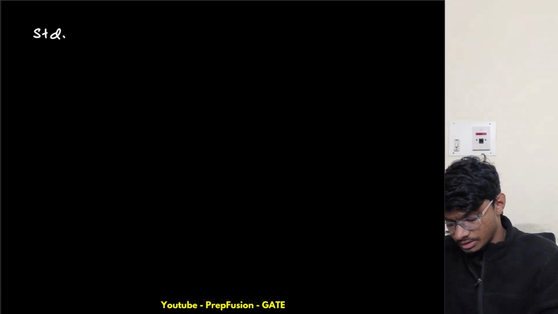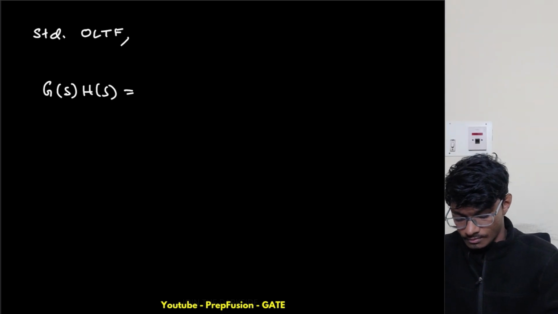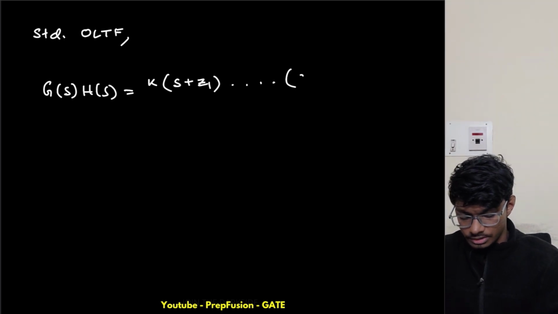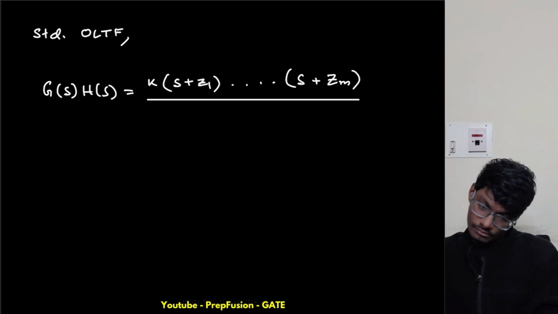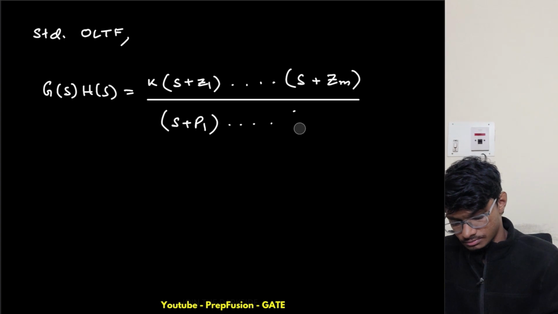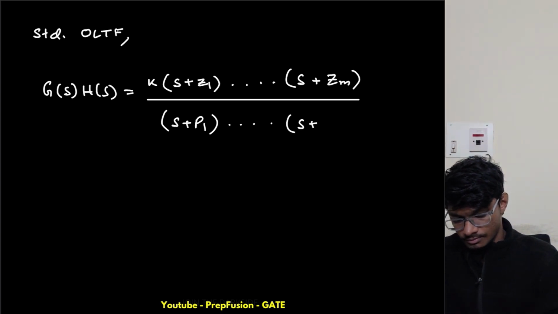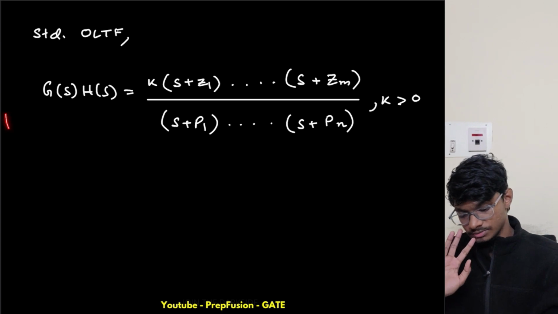So what is my standard OLTF? We already know that won't change. My standard OLTF is G of s into H of s, which is equal to K into (s plus z1) and so on up to (s plus zm), divided by (s plus p1) and so on up to (s plus pn), where K is greater than 0. So this is my standard OLTF.